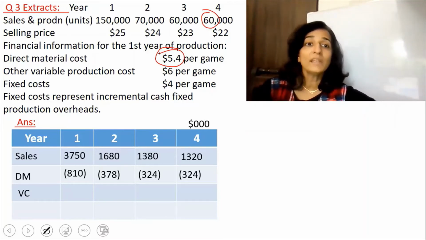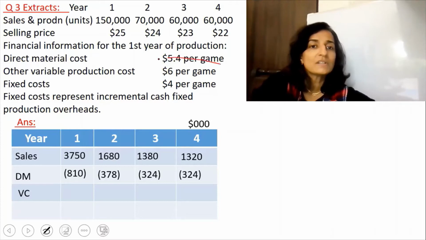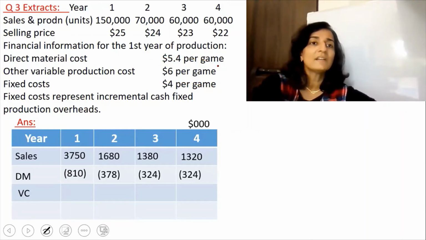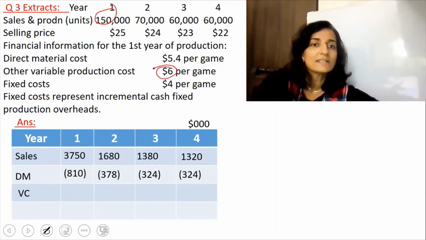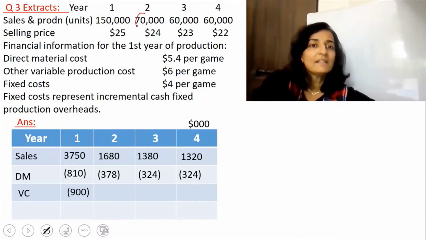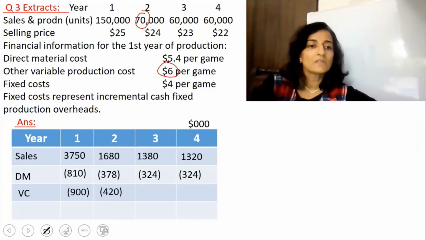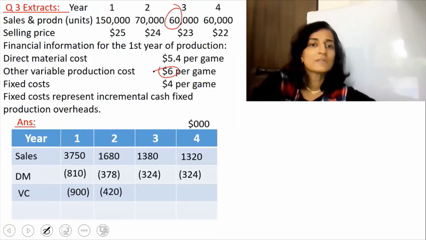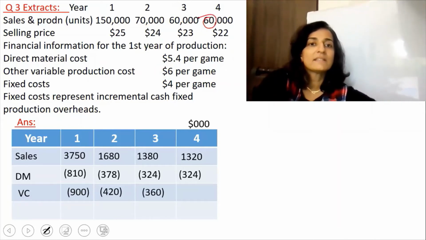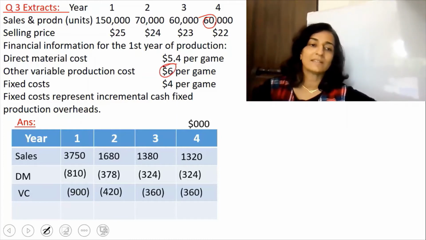Next comes the variable production cost. Variable production cost is $6 per game. And how many games are we selling? For the first year again, it is 150 into 6. So the amount is 900 for the first year. For the second year, it is 70 into 6. So it is 420 for the second year. And for the third year, it is 60 into 6. So it is 360 for the third year. And for the last year, it is 60 into 6. Again, 360. So the variable cost is also complete.